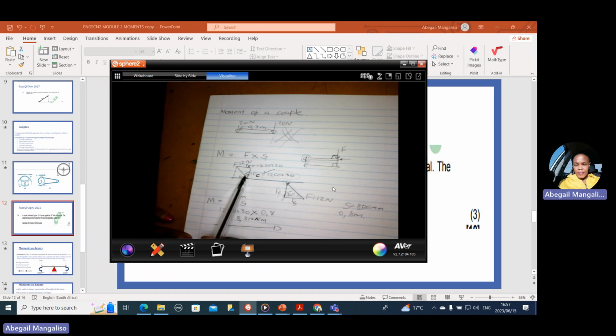So when a force is an oblique force, you resolve it. But if it is a direct force, you just take the magnitude of one of the forces and multiply by the distance to get the moment of a couple.